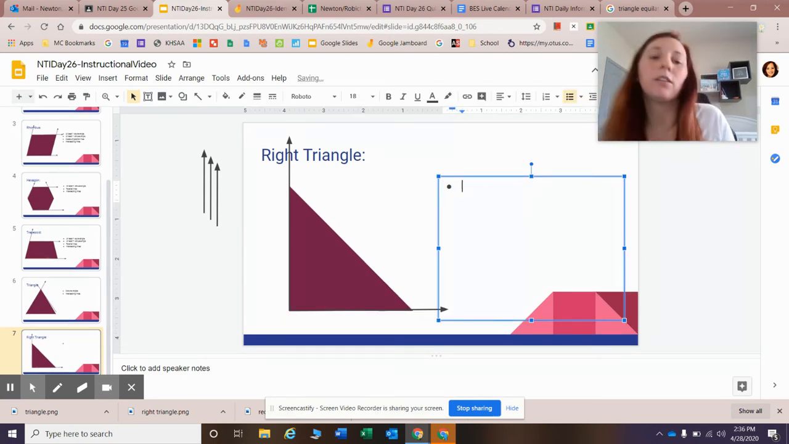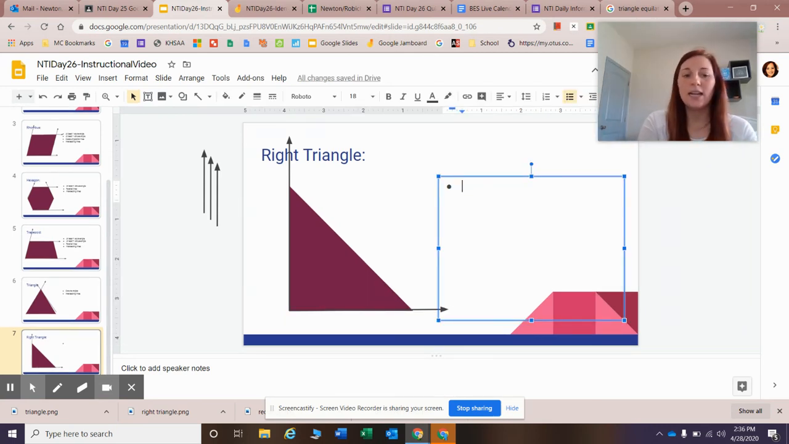Okay, so let's go through the different types of angles. Does it have a right angle? It does, because it's called a right triangle. So I'm going to go ahead and write one right angle, and that is this angle right here. It's 90 degrees. It looks like a corner.